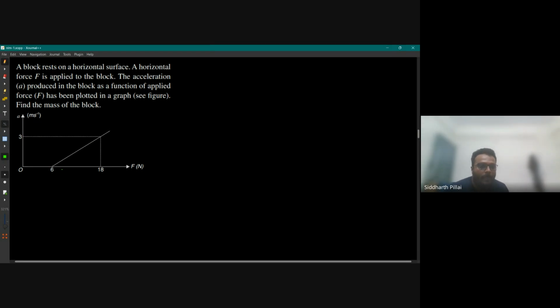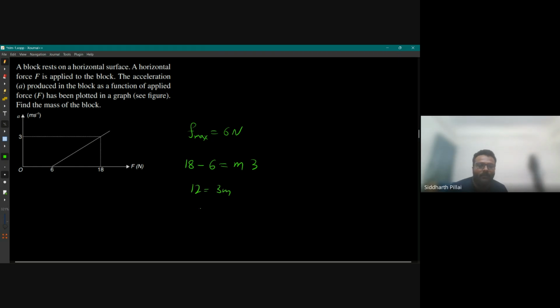So this is fairly easy now. Just look at the graph. It starts moving when the applied force is 6 Newton, right? So this would be your maximum friction force. F max or F limiting is your 6 Newton. And once 18 Newtons is applied, the acceleration is 3 meter per second squared. So the net force would be 18 minus 6, the maximum friction force. This is equal to mass into acceleration, which is 3. So that gives you 12 is equal to 3m, or m is equal to 4 kg. Very simple.